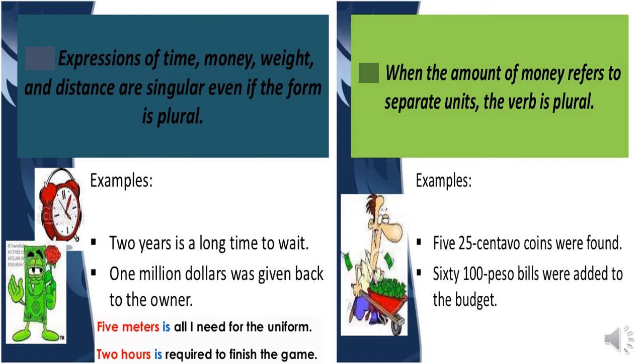Next one is, when the amount of money refers to separate units, the verb is plural. So 5 25-centavo coins were found. 60 100-peso bills were added to the budget. So here, when we are talking about separate units, the verb is plural.